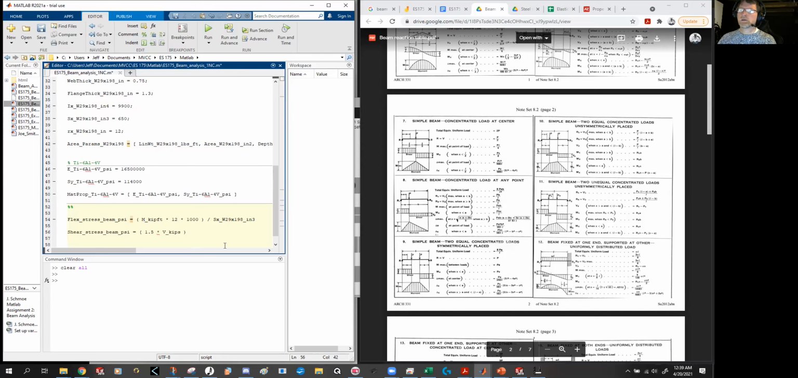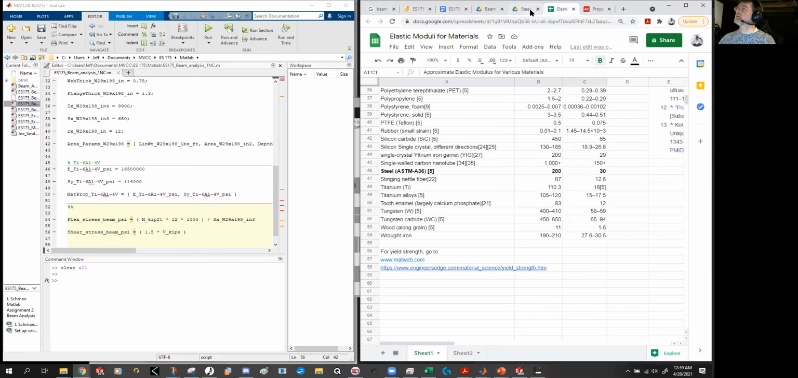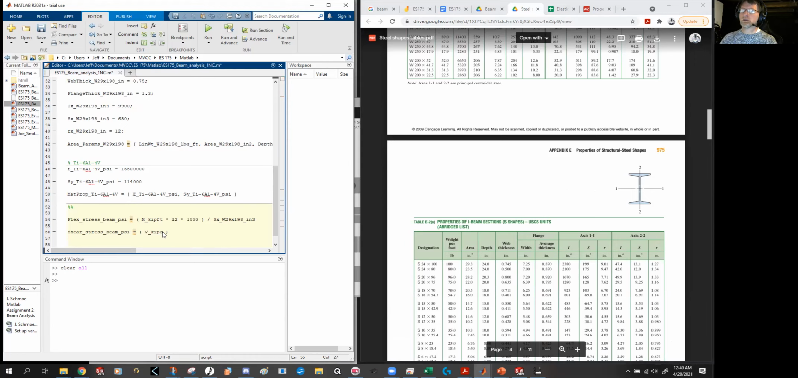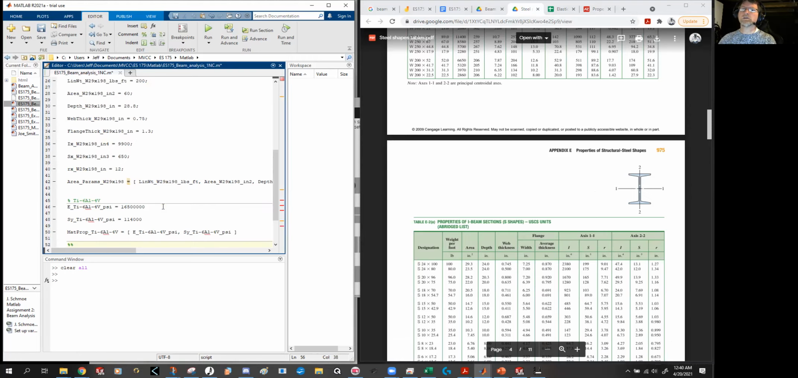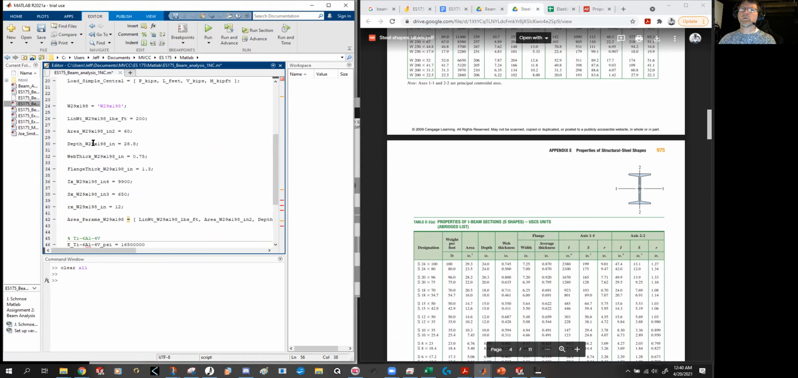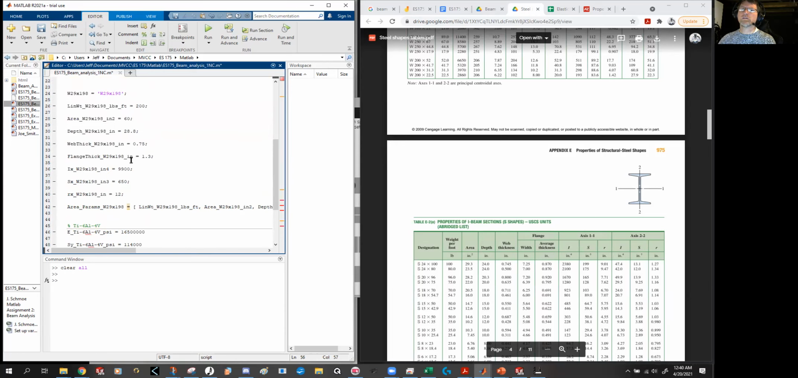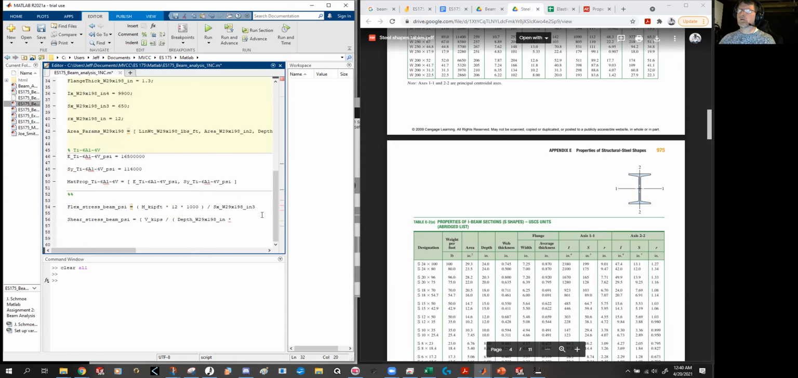Oh, wait a minute, that's the wrong formula. That's for a rectangular cross section. I'm not using a rectangular cross section. I'm using something like this. So I need to use the other formula, which is V over dt. It's approximate. So V divided by D, which is our web depth, times T, which is our web thickness. There you go, copy.